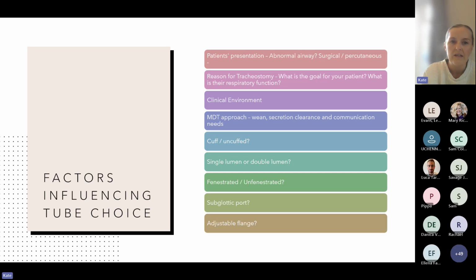And all of these factors need to be considered when you're choosing the most optimal tube for that specific patient. So don't forget to look at things like your patient's presentation, the reason for the trachea, what the goal is. For me, that's really important. We forget about what the goal is for that specific patient. What clinical environment you're in, make sure it's MDT approached, cuffed or uncuffed, fenestrated, unfenestrated, single or double lumen. Do you want a subglottic port? Does it need to be an adjustable flange? And they all need to be considered before you put that initial tracheostomy tube in, just so that you try and optimize the patient right from the word go, really.